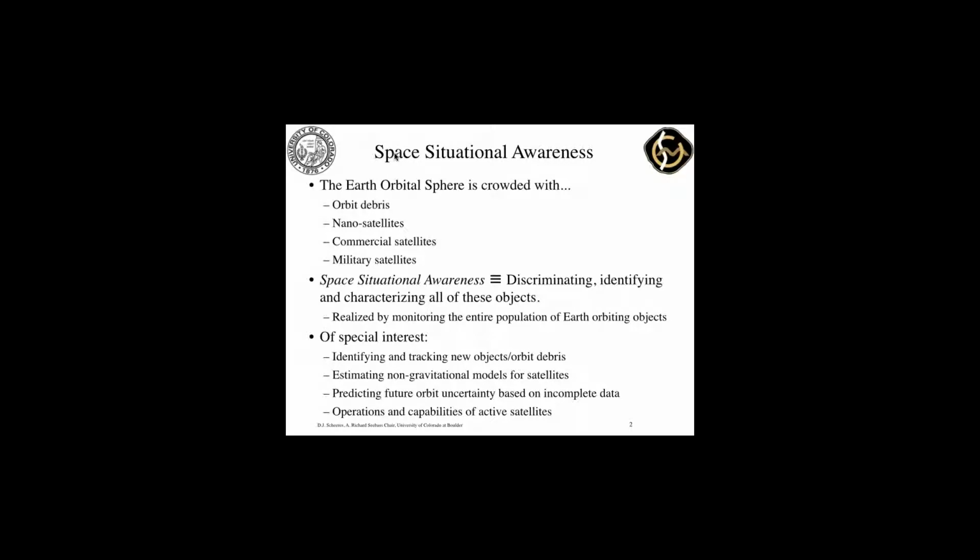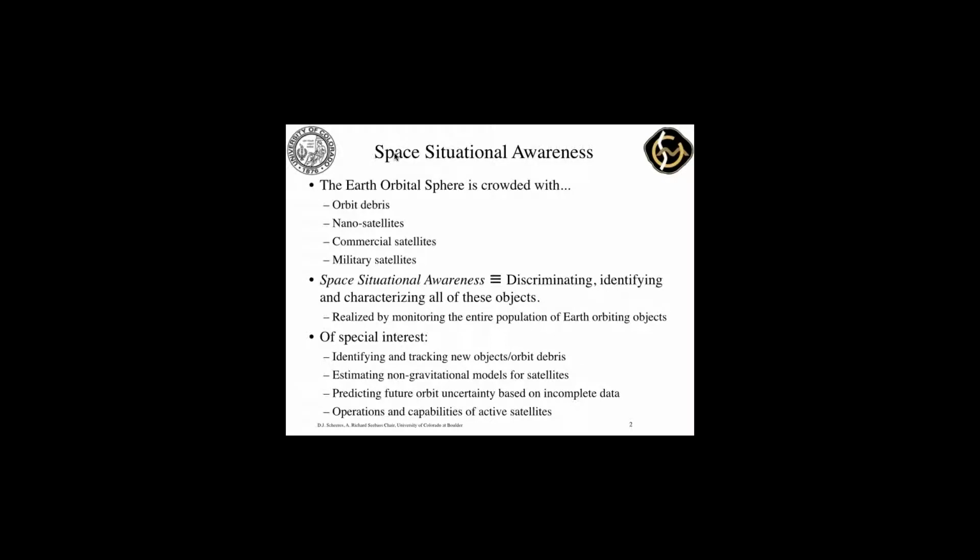So as we all know, one of the reasons we're here is that the Earth orbital sphere is crowded with many different types of vehicles and objects. There's orbit debris, nanosatellites or CubeSats, which are relatively a new entry into this population, commercial satellites, and military satellites. And there are a variety of definitions of space situational awareness, but one that's used a fair amount in the US is that SSA means discriminating, identifying, and characterizing all of the objects in orbit about the Earth. And one way of realizing this is by monitoring the entire population of Earth orbiting objects. Whether that's realistic or not is a different question, and not one that we're worried about today.